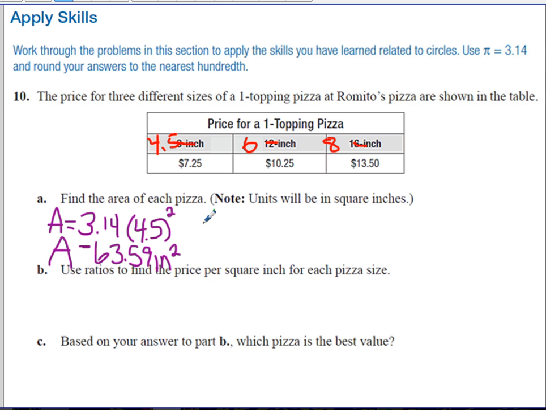So our 12-inch pizza, or we'll call it our medium pizza, we have area equals 3.14 times 6 squared. And so then when we do the calculations on that, we get the area of our medium-sized pizza being 113.04. And again, that's in square inches.